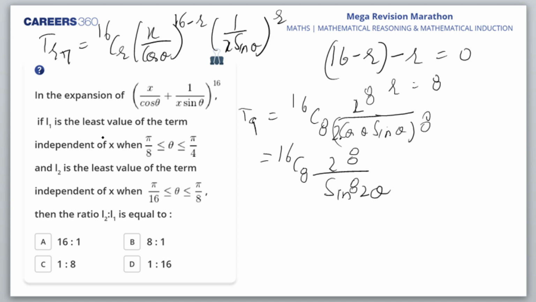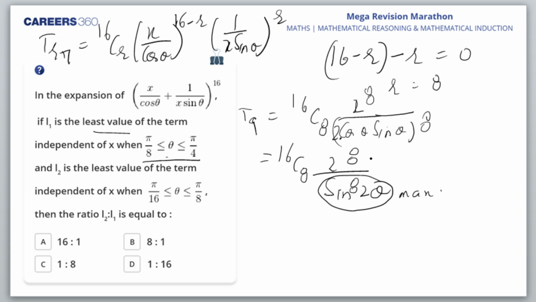16C8, 2 raised to power 8, and this becomes sin 2 theta, sin raised to power 8 2 theta. Now this is I1, the least value of the term independent of x when theta lies between pi by 8 and pi by 4. So between pi by 8 and pi by 4, what value will give me the least value? For least value, this has to be maximum. Am I right or wrong? This has to be maximum.